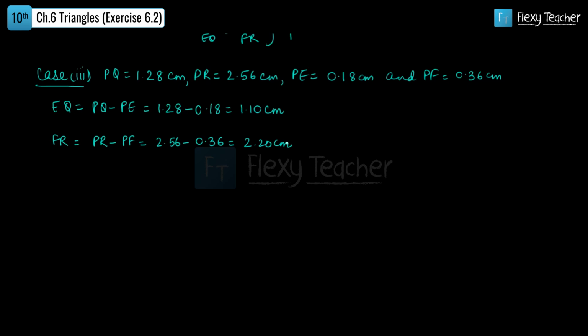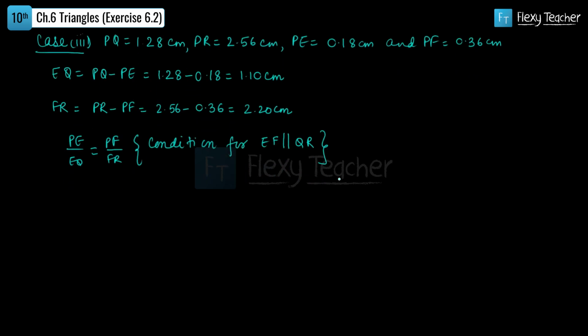Now let us see what is the ratio of PE upon EQ, because if EF and QR are to be parallel, in that case PE upon EQ is equal to PF upon FR. This is the condition for EF to be parallel to QR. If this condition is not satisfied, they will not be parallel, and this is the basic proportionality condition. If the ratios are equal then our lines will be parallel, and if the ratios are not equal then the lines are not parallel, because it would not satisfy the basic proportionality theorem.